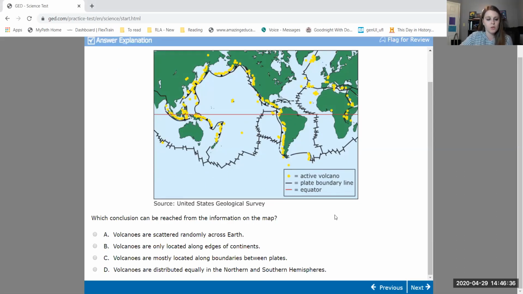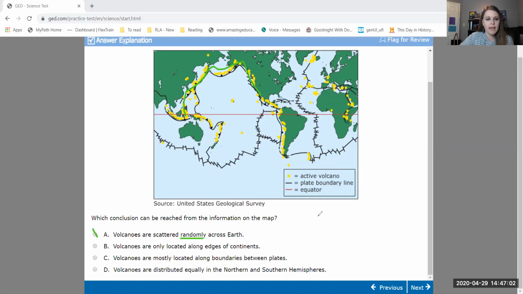So we need to look through each of these answers, make sure we read them all, make sure we're finding the best answer. So letter A, the volcanoes are scattered randomly across the Earth. Well, I don't know. This doesn't look too random to me, right? These are kind of specific lines that I'm seeing. So this idea of random, I don't think that's correct. So I'm going to knock out that answer choice.